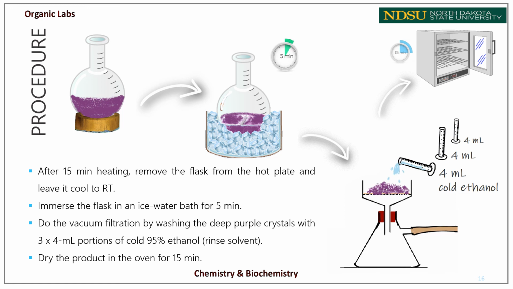After 15 minutes of heating, remove the flask from the hot plate and let it cool to room temperature. Then immerse the flask in an ice water bath for 5 minutes. Do the vacuum filtration by washing the deep purple crystals with 3-4 ml portions of cold 95% ethanol. Ethanol is the rinse solvent, and it can also be used in transferring crystals from the round bottom flask to the Buchner funnel. Then dry the product in the oven for 15 minutes and weigh the dried product to calculate percentage yield. Finally, determine the melting point of your product.